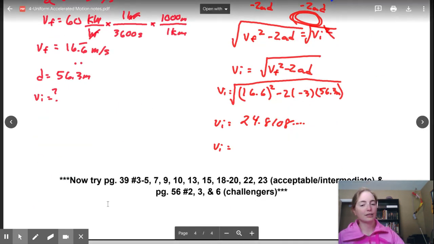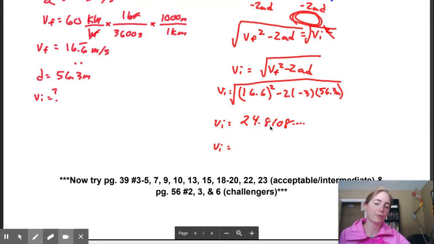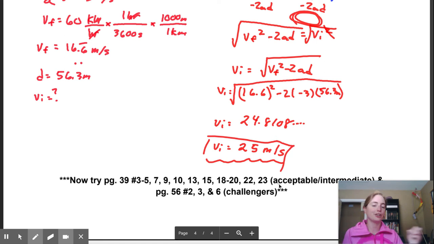So that means I'm going to do my rounding. We'll look at this third sig dig. That's 8, so that's going to round that up to 25. Our units are meters per second. I said scalar, so I don't want direction. 25 meters per second.